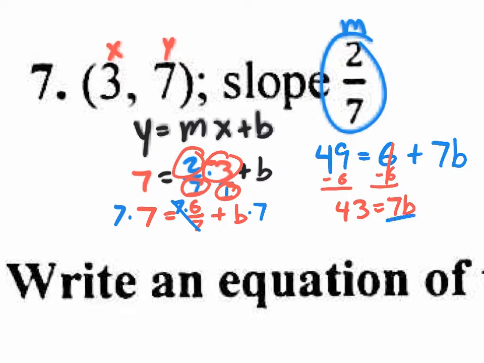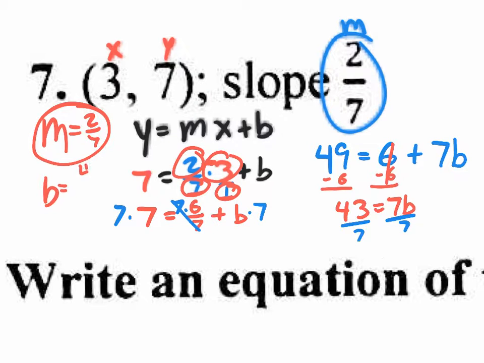Divide by 7. And we get 43 divided by 7. And that's your b value. Now, I know you're thinking, that's a disgusting fraction, because it is. Wait, 43, why did I put 47 divided by 3? That's horrible. Switch that up. Let me write my answer over here on the side. Okay, our m was 2/7, and our b is 43 over 7.